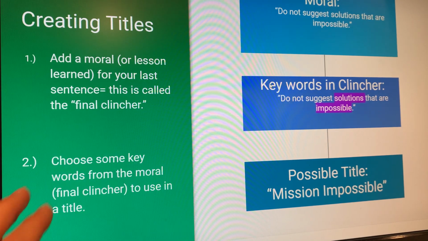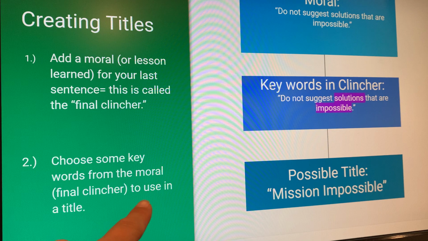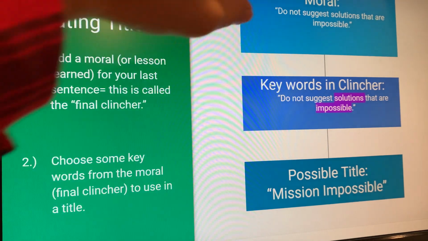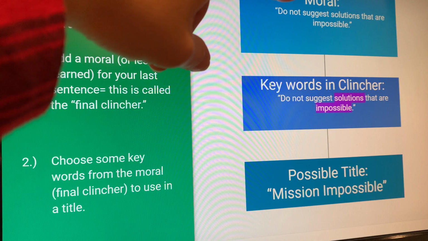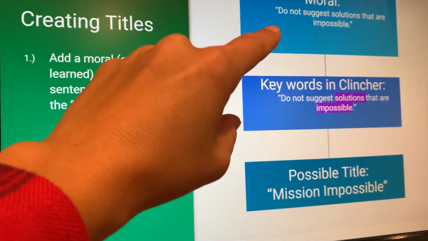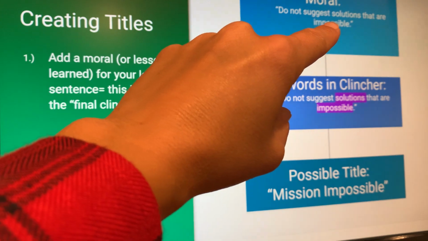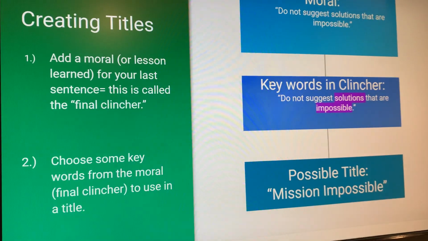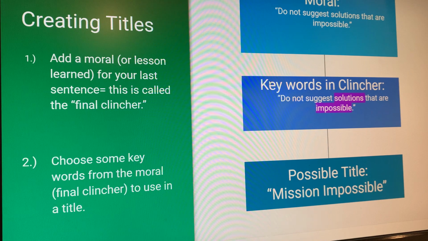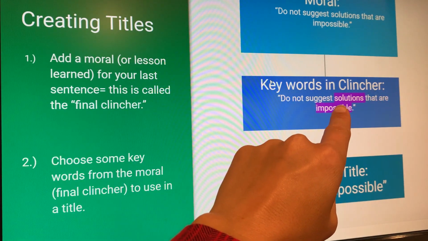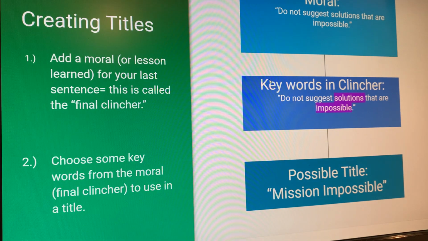Now, to come up with your title, you're going to choose some key words from the moral or your final clincher to use in the title. And let's look at how that's done. Up here, we have a moral for this story could be that you end by saying, do not suggest solutions that are impossible. Well, let's look at what the key words in that clincher would be. I would say solutions and impossible would be the key words there. So, a possible title could be Mission Impossible. Just as an example of how you can come up with your titles.